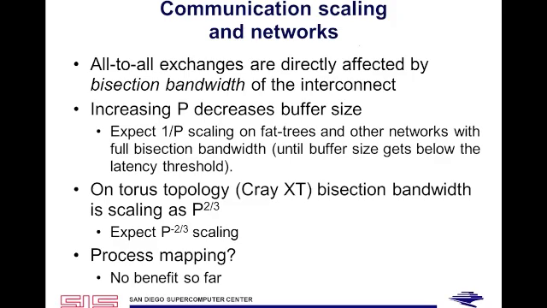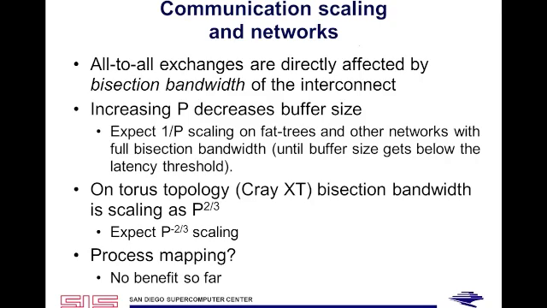Just a few general remarks about scaling all-to-all communication. The performance is directly affected by the bisection bandwidth of the interconnect. Increasing the number of cores decreases the buffer size proportionately. So if you have scalable bisection bandwidth, you can, in theory, get perfect scaling. Of course, there are many other factors. There is contention on the network and many other factors that interfere with that. But I'm talking about the upper limit.